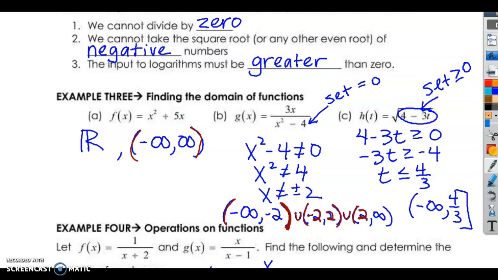For C, our problem is underneath the radical. We can't have a negative under the radical if we want to graph it.